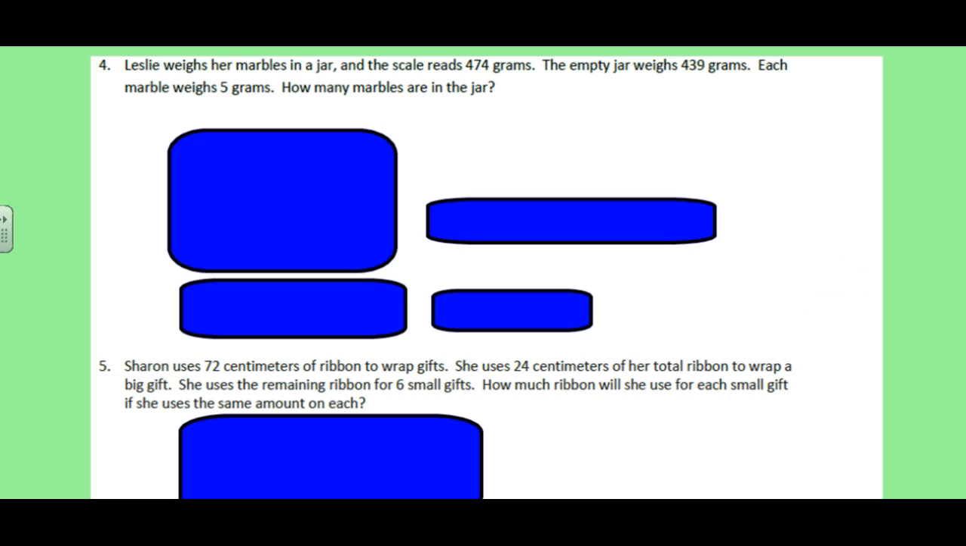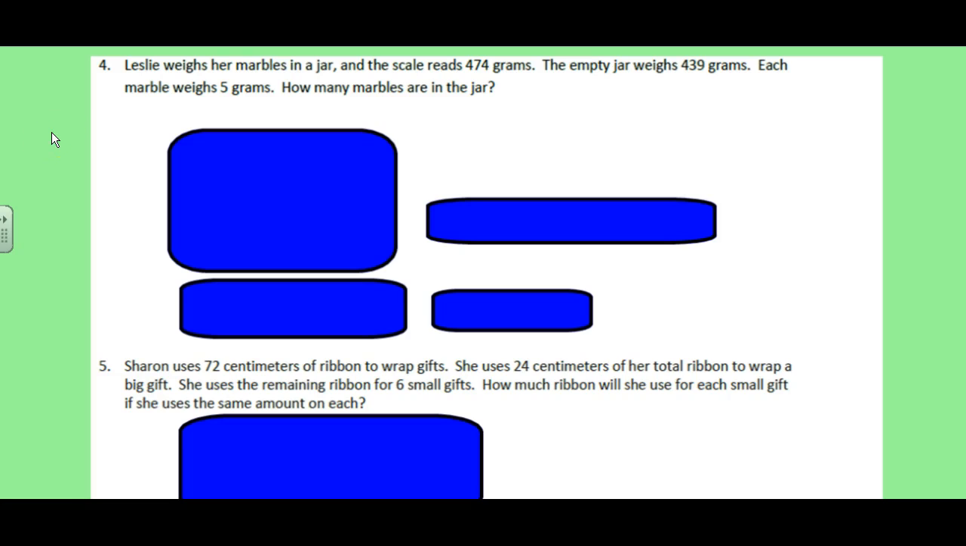Okay, number 4 says, Leslie weighs her marbles in a jar and the scale reads 474 grams. The empty jar weighs 439 grams. Each marble weighs 5 grams. How many marbles are in the jar? Go back and reread it and think about what we need to do for this problem. Push pause to do that.